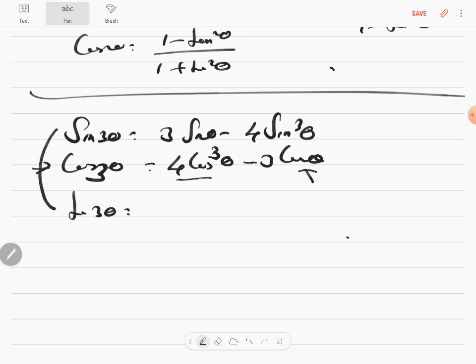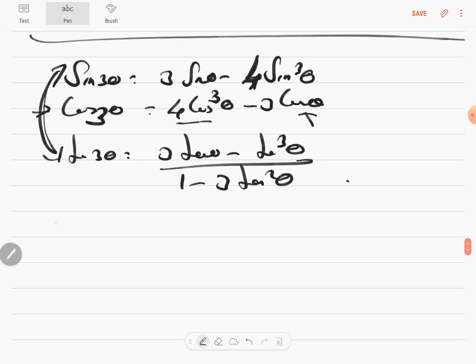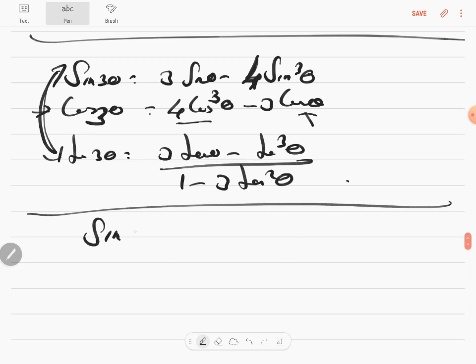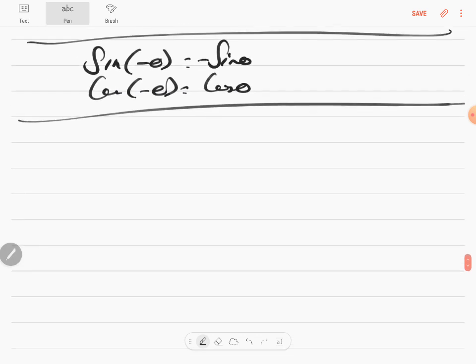Tan 3 theta is the worst boy. Sin 3 theta is bad, but tan 3 theta is worst. So 3 tan theta minus, don't include this 4, just write tan cube theta by 1 minus 3 tan square theta. This is the formula for tan 3 theta. These formulas are important. And you also know sin of minus theta is minus sin theta, and cos of minus theta is simply cos theta. So this is another thing that you should know.